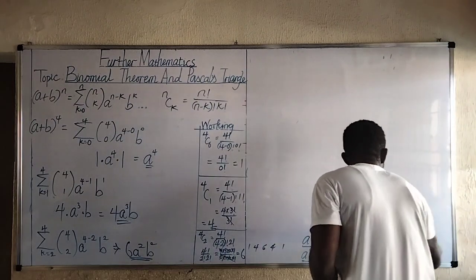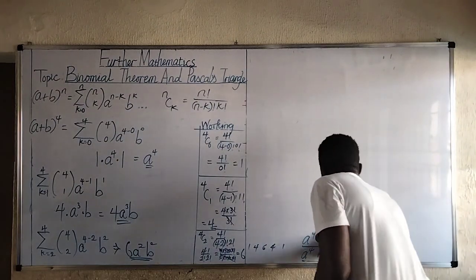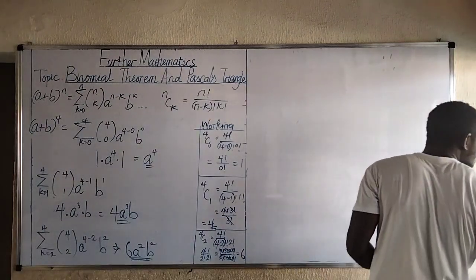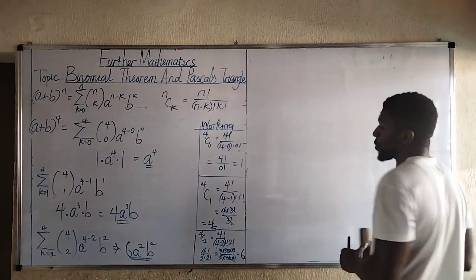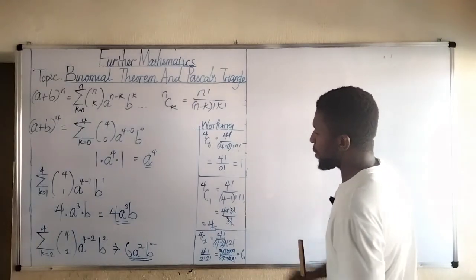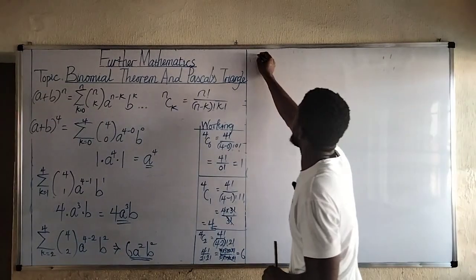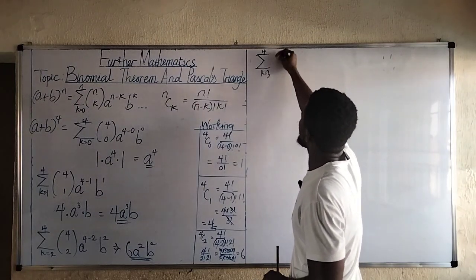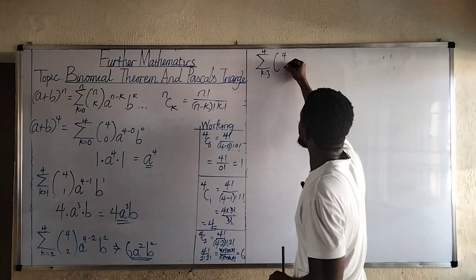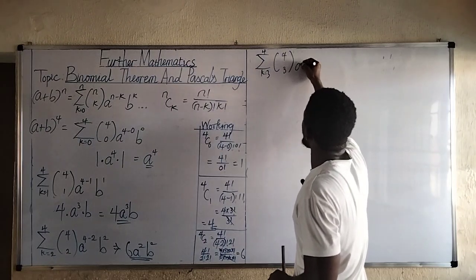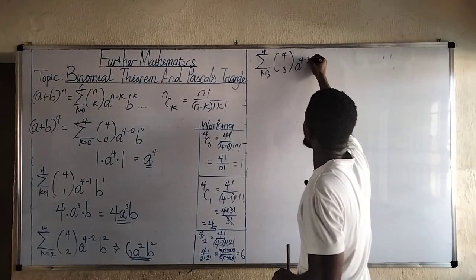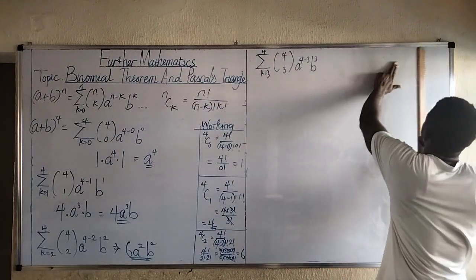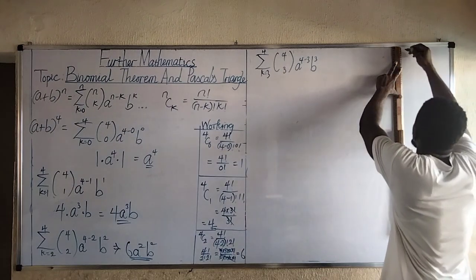We're using the binomial theorem formula to solve (a plus b) all raised to the 4th power. Okay. So now that we have our k equal to 2, let's get our summation for k is now equal to 3. Then we have 4 combination 3, a raised to power 4 minus 3 and b raised to power 3.